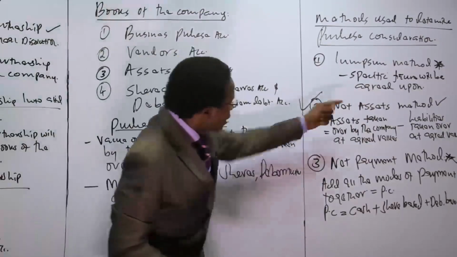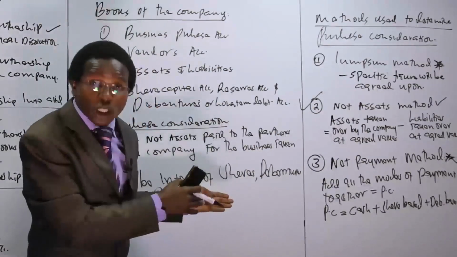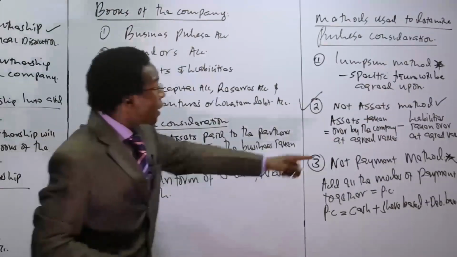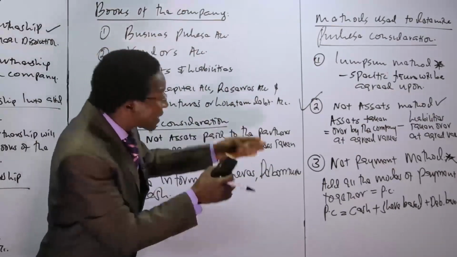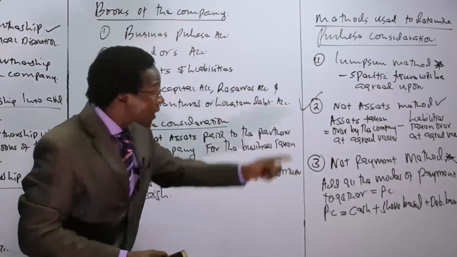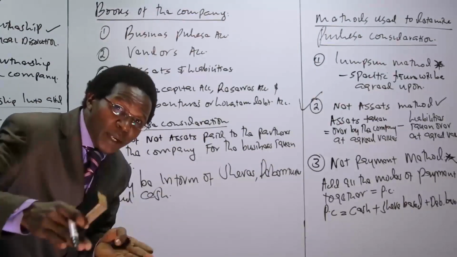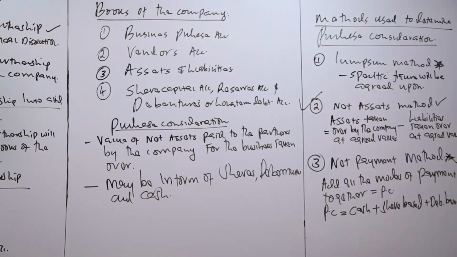If you're going to calculate the purchase consideration in a case of conversion where a company has taken over the business of a partnership, then the most common method is the net assets method, where we take the assets taken over by the company at agreed values, and subtract the liabilities taken over by the company at agreed values. That's important. So it's good to remember that.